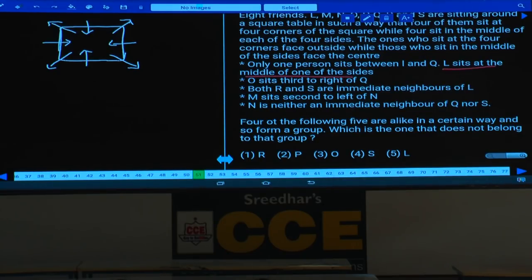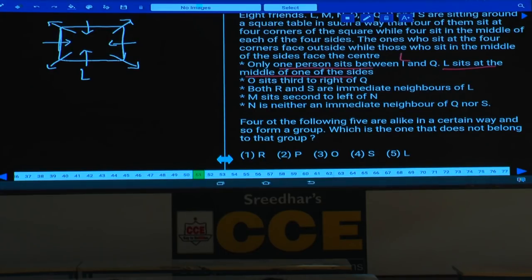Now clearly specified. Now this L sits at the middle of one of the sides. As L sits at the middle of one of the sides, now we can fix L at any one of these four middles, isn't it? It doesn't make any difference. Hence I am fixing L at this place. Okay? And only one person between L and Q. As only one person between L and Q, this is L but not I.